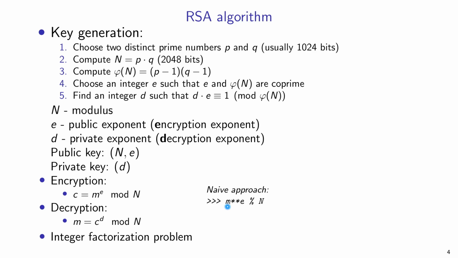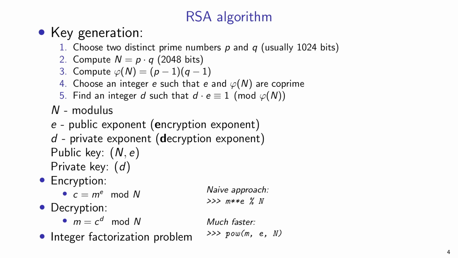Now, when implementing this so-called modular exponentiation in Python, we can use this naive approach. Take M to the power of E and then calculate the remainder of the division by N. If we use this naive approach, the calculation here would take forever. A much faster approach is using the special built-in function POW, M to the power of E modulo N.